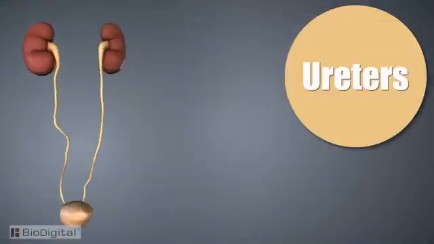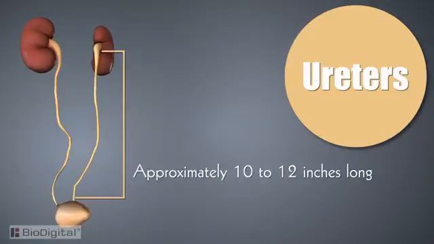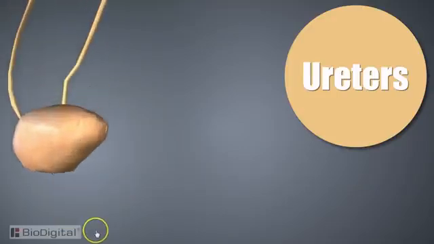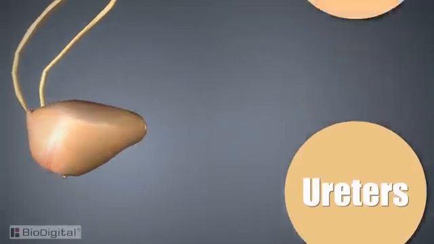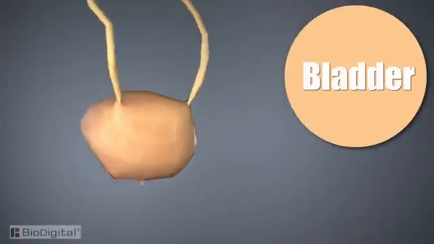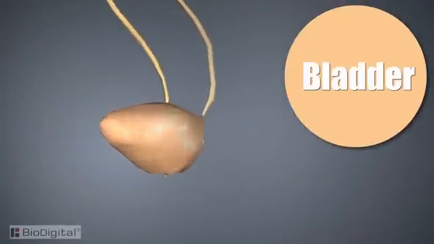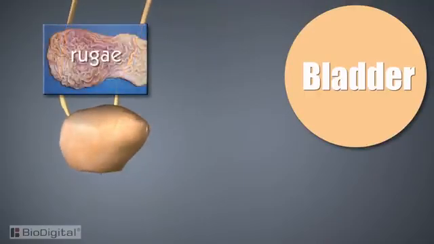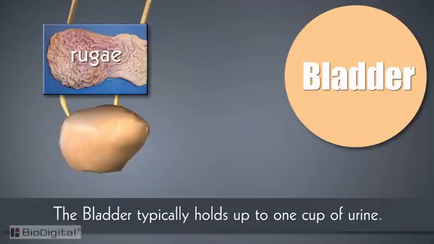The ureters are 2 muscular tubes, approximately 10 to 12 inches long and extending from the renal pelvis of each kidney to the bladder. Now the bladder is a hollow sac, much like the stomach, lined by a series of folds called rugae. The purpose of these folds is to allow the bladder to expand as urine is collected. The bladder typically holds up to 1 cup of urine and sometimes more until the urge to void or urinate is turned on.